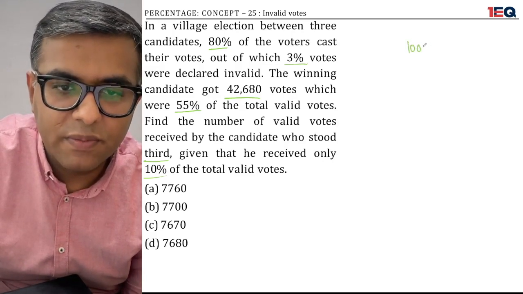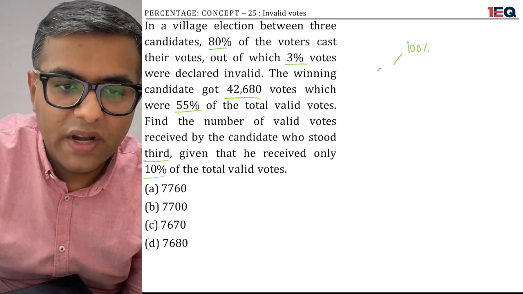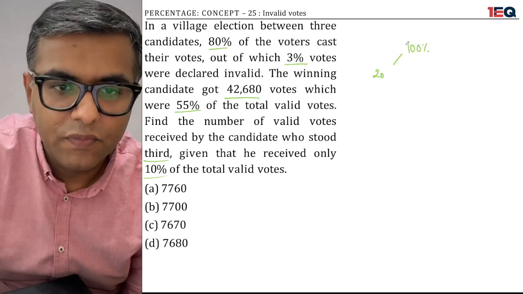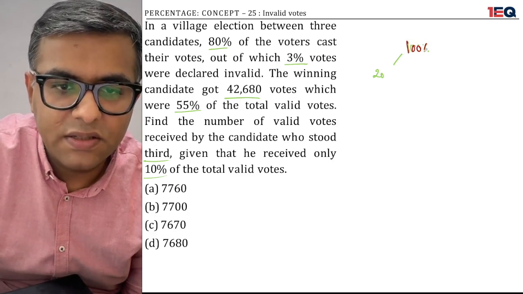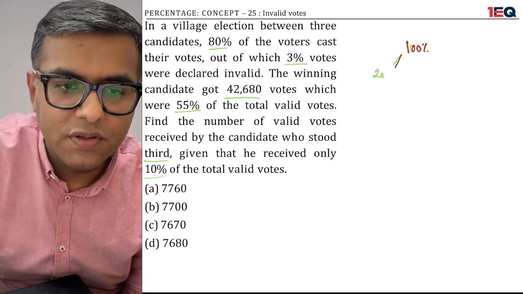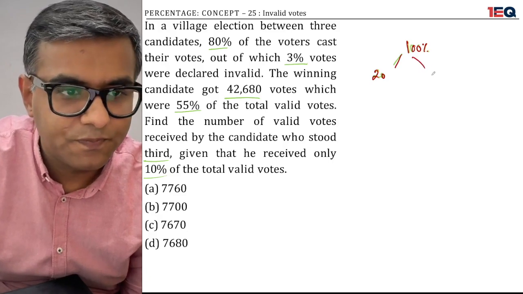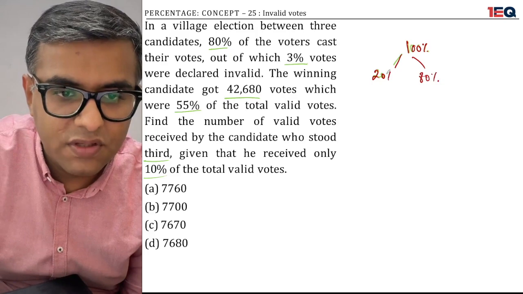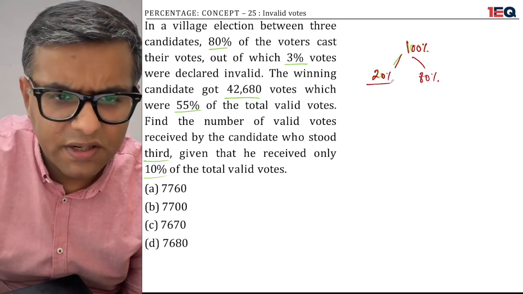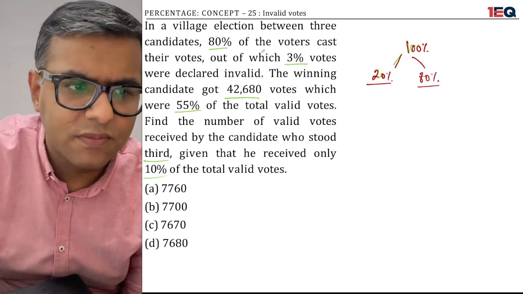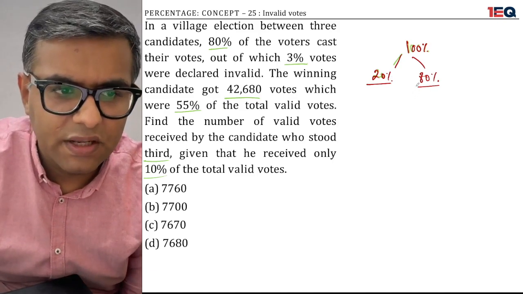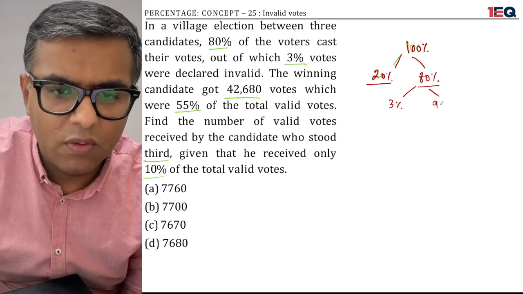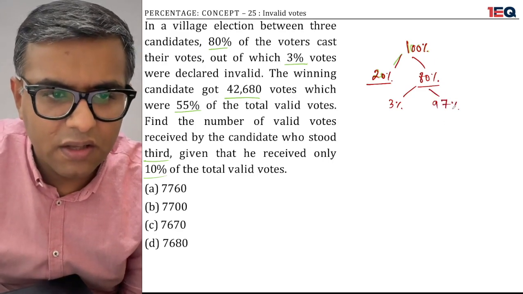100% voters were present. I'm just going to replace my color. 100% of the voters were present, out of which 80% cast their votes and 20% did not cast their votes. Out of these, 3% of votes were declared invalid, and 97% were still valid votes.